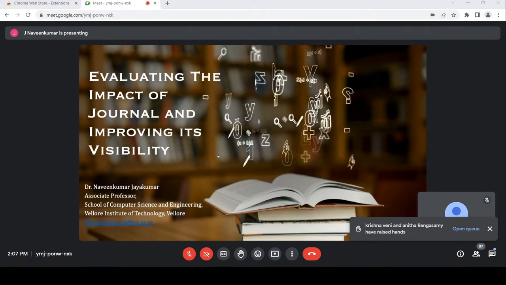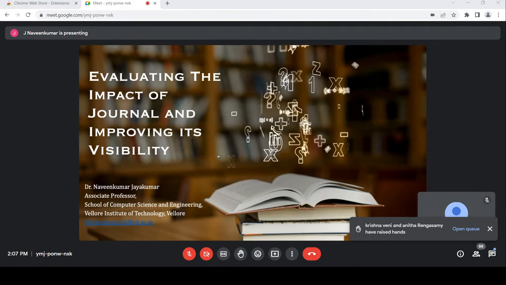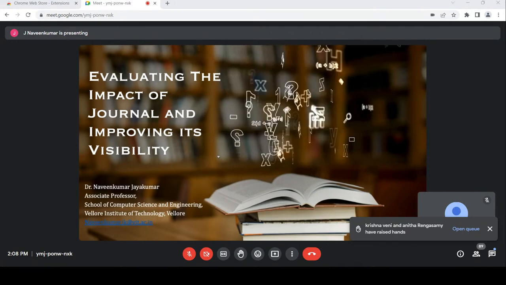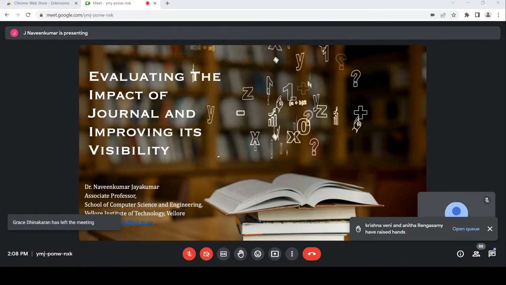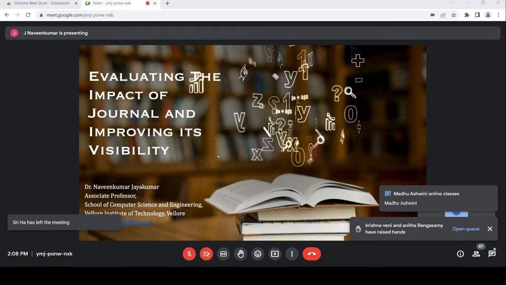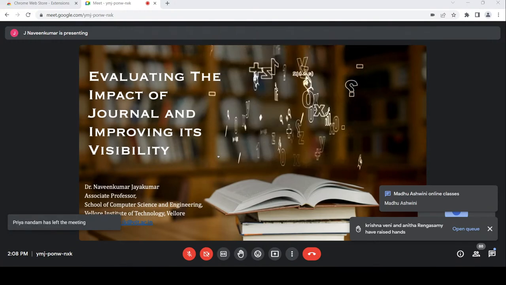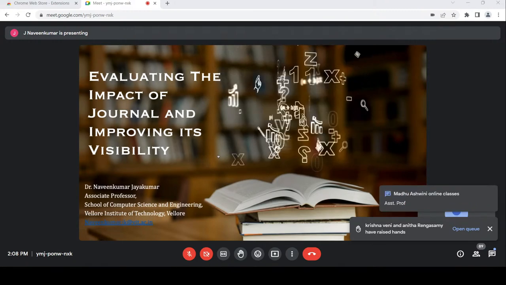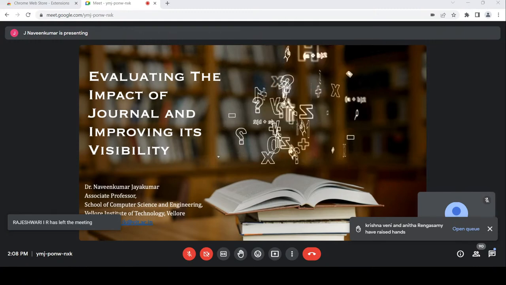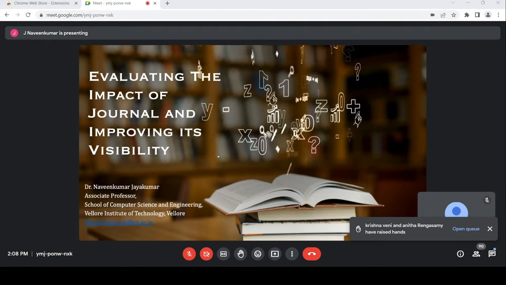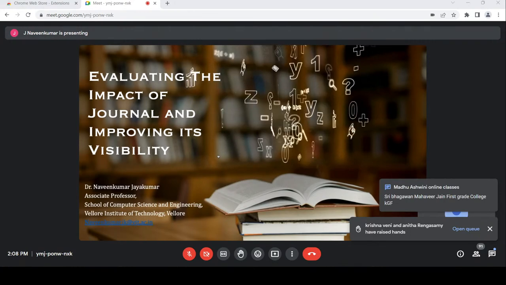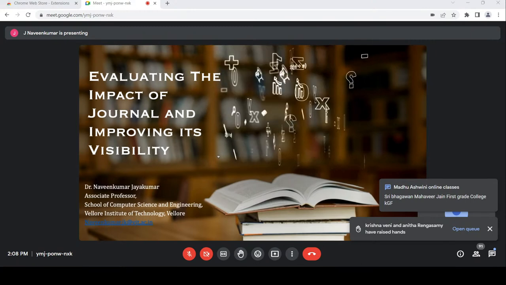Let's start with the title of today's session. The title says: evaluating the impact of journals and improving their visibility. If you carefully see this topic, there are two subtopics. One is with respect to the impact of the journal, and another is improving its visibility. When I say journal, the journal automatically includes the publications as well. If there are good publications, the impact of those publications is going to increase the impact of the journal itself. When we talk about the impact of journals, it basically means how valuable the publications of that journal are and how prestigious the journal itself is. That is what we understand by the term impact here.